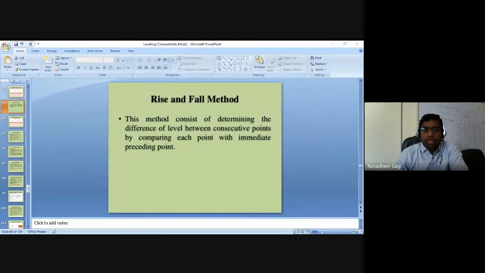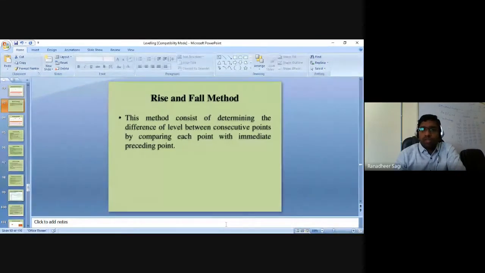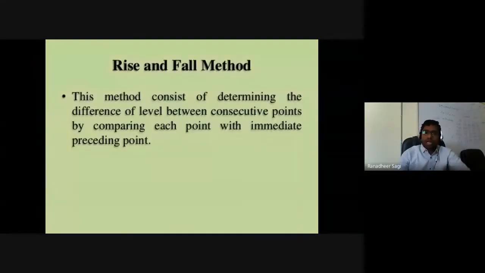In the last class, we were trying to talk about how to determine the RLs, that's the reduced levels, or elevations of various points along my leveling. So how to find out those RL values we started talking about, and we said we are going to have two different types of methods by which we carry out the determination of RL values of various points. We are going to have what is called the height of instrument method, and we have also discussed what is called the rise and fall method.